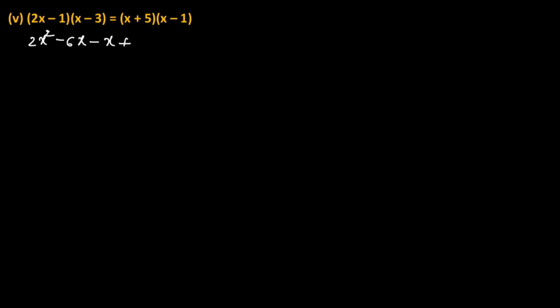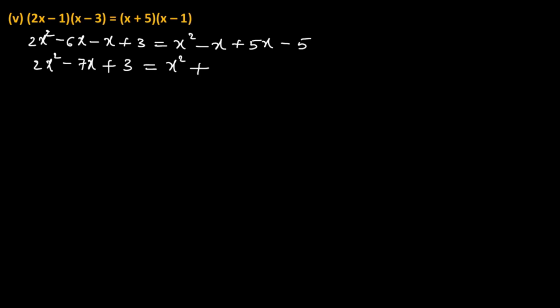Minus 1 into minus 3 is plus 3. On the right side, x into x is x square. Minus 1 into x is minus x. 5 into x is plus 5x. 5 into minus 1 is minus 5. Let us simplify further. 2x square minus 7x plus 3 is equal to x square plus 4x minus 5.